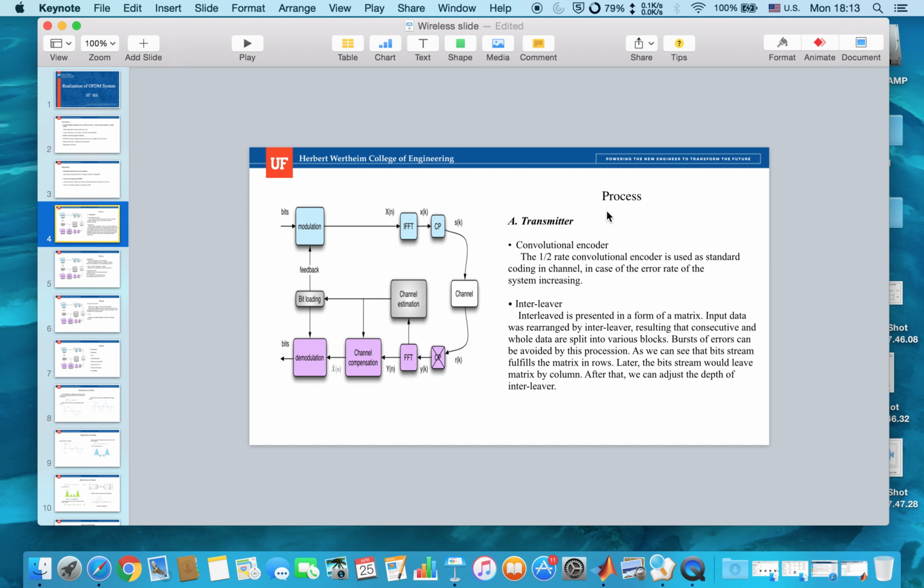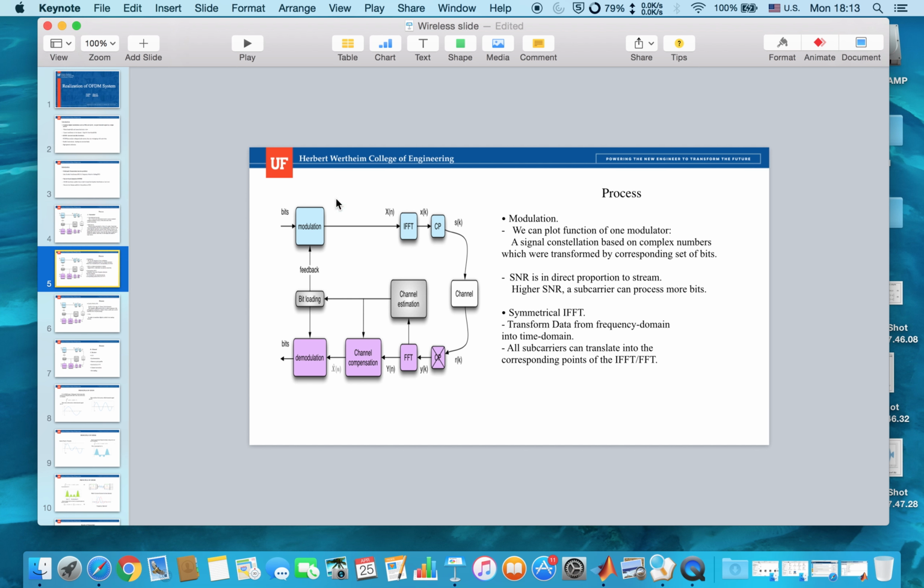And here is the process. First is the transmitter part. First, we need convolutional coding. A 1/2 rate convolutional encoder is used as a standard channel coding, in case the error rate of the system increases. And then is the interleaver part. The interleaver is presented in the form of a matrix. The input data is rearranged by this, resulting in consecutive data being spread into various blocks.